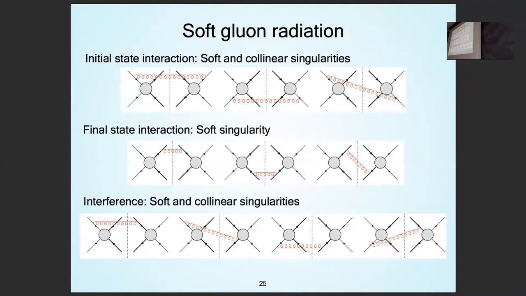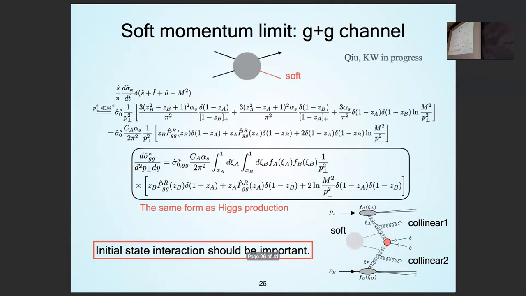So let's revisit how to implement the Sudakov factor in general. In principle, for quarkonium production in the lower PT region, we need initial state interactions from initial partons, final state interactions, and interference. Final state interactions give no collinear singularities because there's a dead cone effect. The heavy quark mass suppresses the collinear singularities, but there are soft singularities. Initial state interaction also gives soft and collinear singularities, and this initial state interaction is most important. So this is an ongoing study.